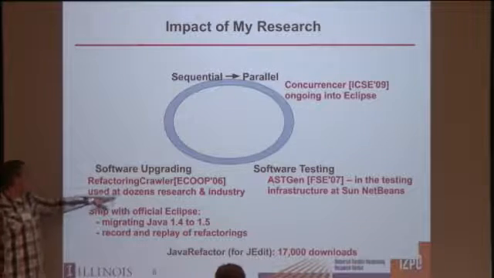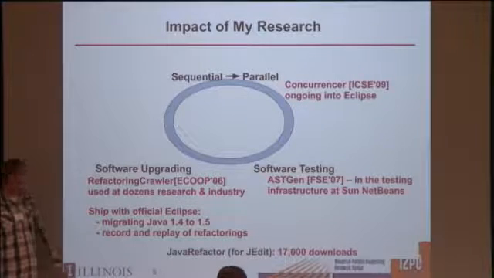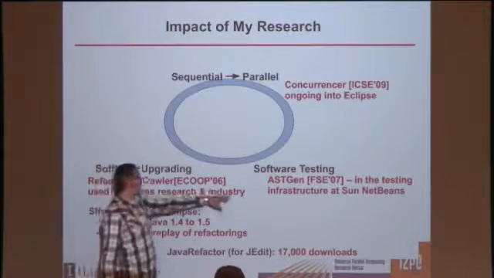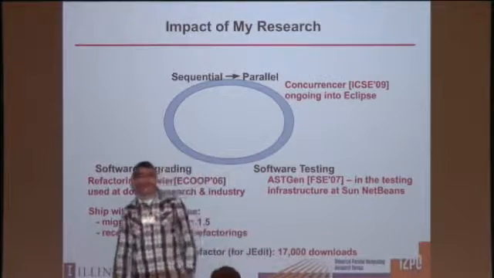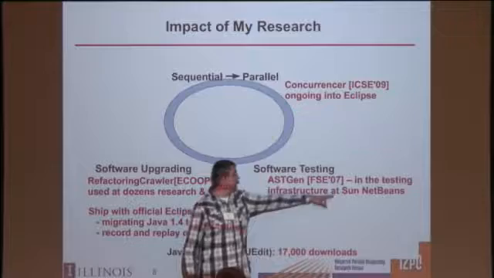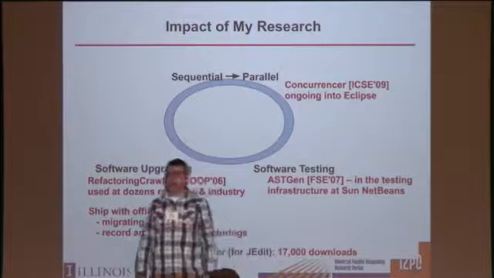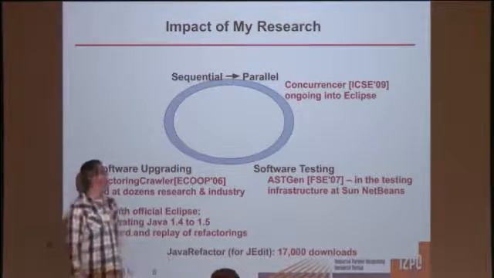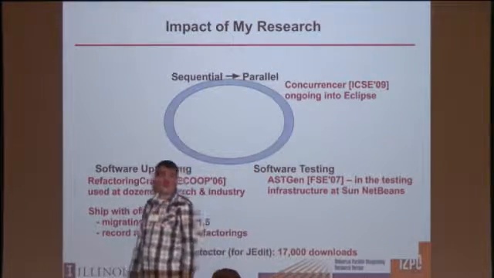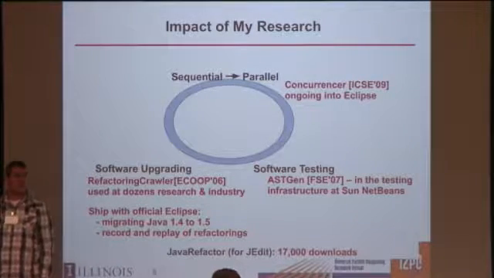Some of the other work that I've done doesn't ship with the official release of Eclipse, but as standalone plugins, it's still widely used at several companies and research institutions. It's used widely at Google and other large companies. In the area of software testing, one of our tools, ASTGen, is used in the testing infrastructure at Sun, where they test the NetBeans IDE. Actually, right now it's no longer Sun. This should be Oracle. And of course, the most recent work on interactive refactoring for retrofitting parallelism is going right now into the official release of Eclipse. If you are using the Eclipse Juno release, which is 4.2, some of this work is going into 4.2.1, which is coming in late August.